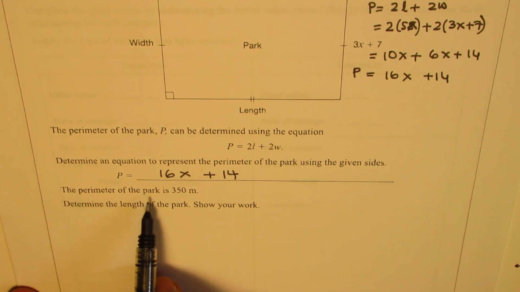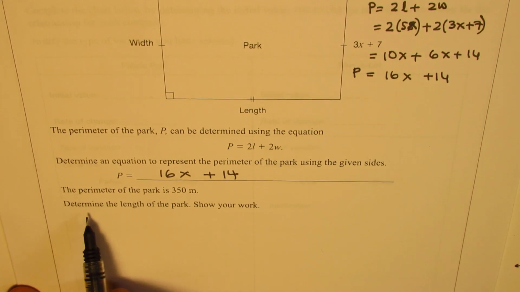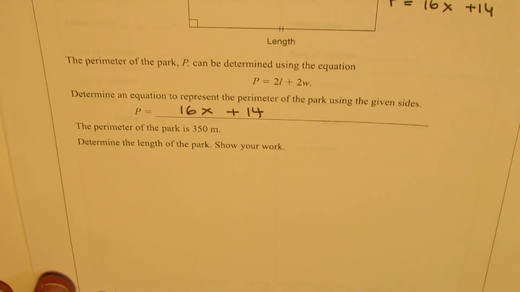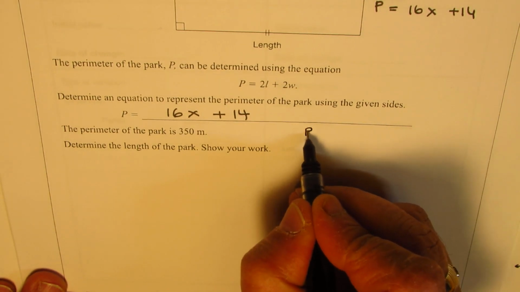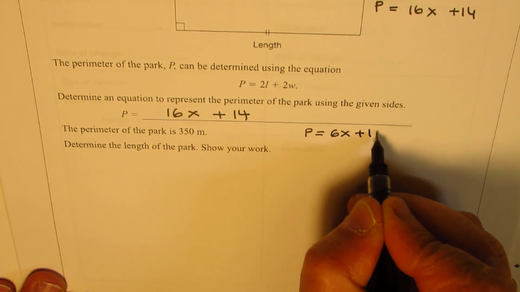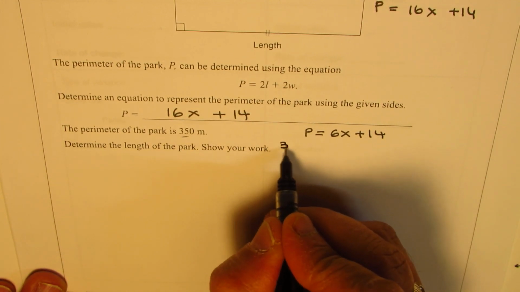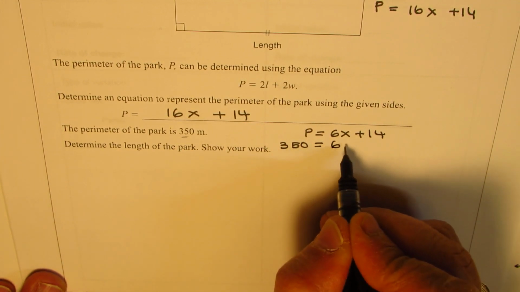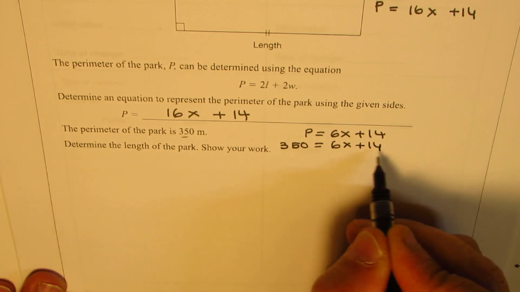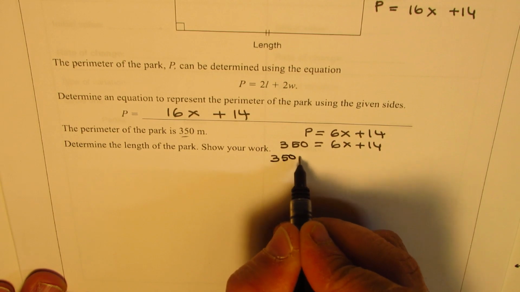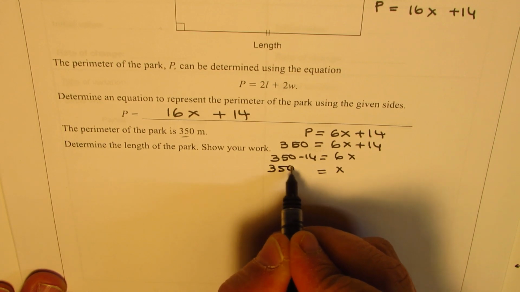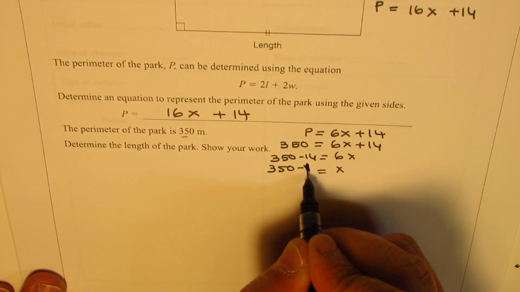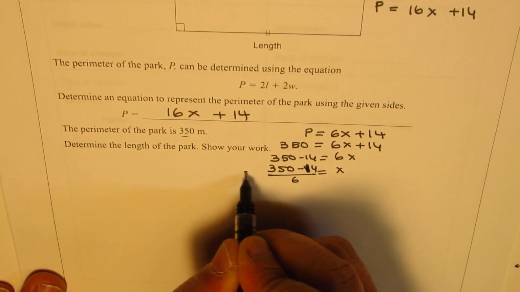Now, perimeter of the park is 350. Determine the length of the park, show your work. So now we are given that the perimeter is 350. So we can actually use the formula which we just derived. Perimeter is equal to 16x plus 14. Since it is equal to 350, I replace P with 350, equals 16x plus 14. And then we can take away 14 from it. That is 16x. So x will be equal to 350 minus 14 divided by 16. So that is the value of x.